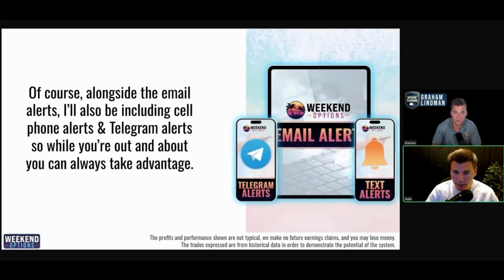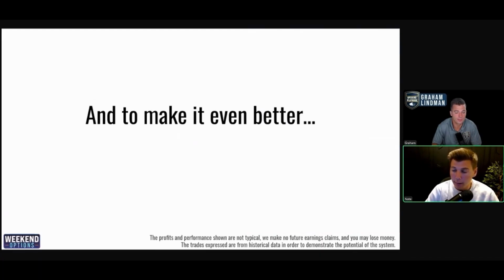Now, alongside the email alerts, you're also going to get a cell phone text and a Telegram alert, just so that even if you're out and about, you can always take advantage of that weekend trade. Maybe you're on the golf course. You want to get that trade and make sure you don't miss it.